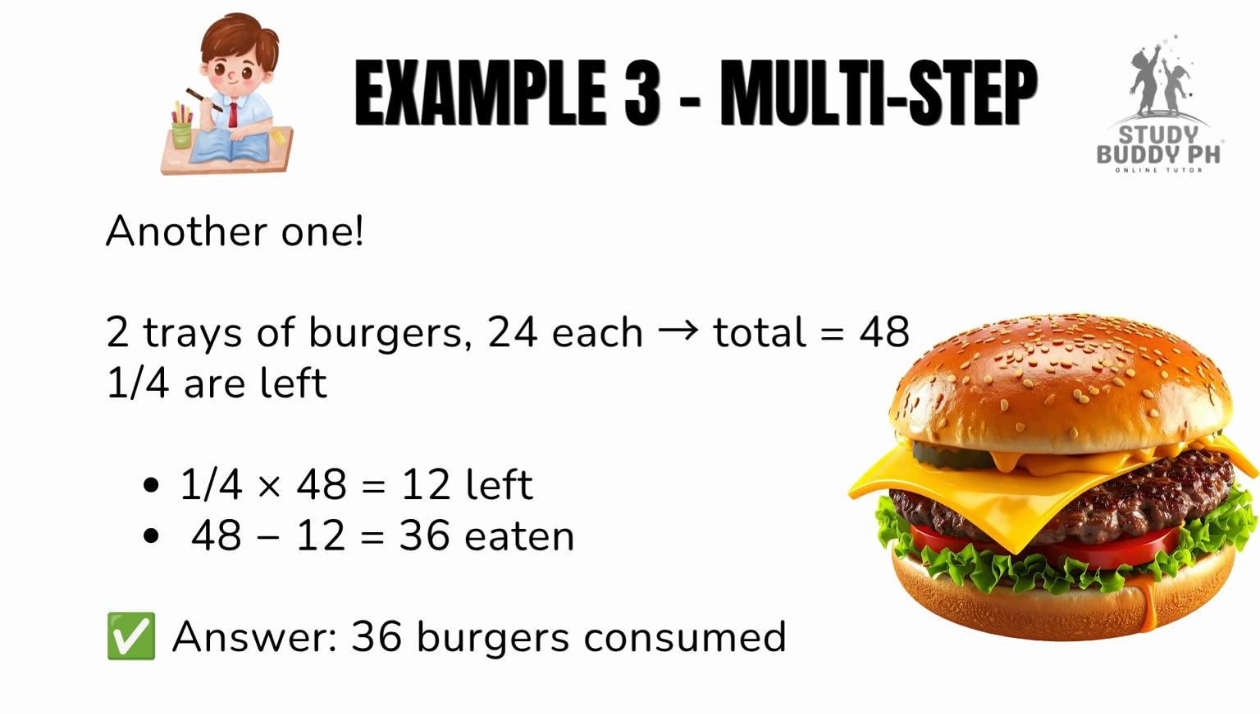Another one. 2 trays of burgers, 24 each. Total equals 48, and 1/4 are left. 1/4 times 48 equals 12 left. 48 minus 12 equals 36 eaten. Answer, 36 burgers consumed.